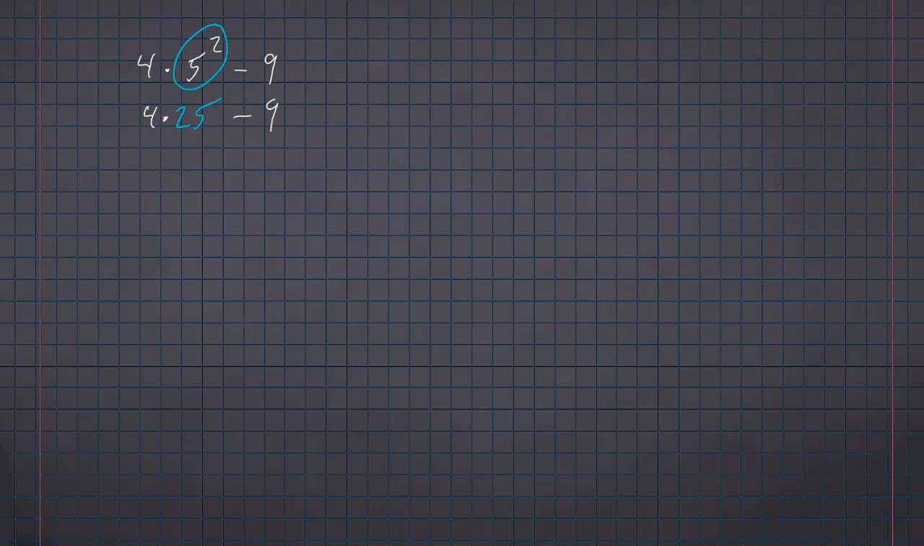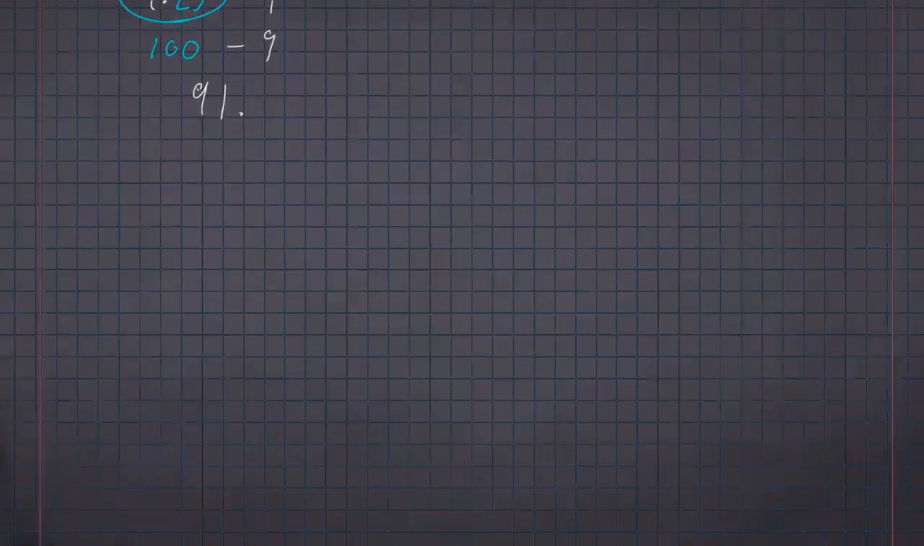I don't have any exponents or roots left, so the next thing I look at is multiplication and division, which I happen to have right here. 4 times 25 is 100. And the rest of the expression comes along for the ride. At this point, I only have one operation left, 100 minus 9, which is 91. If the numbers are a little bit trickier, you may want to go off to the side of the page to work out each step of the calculation.